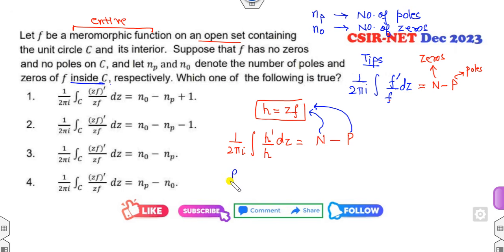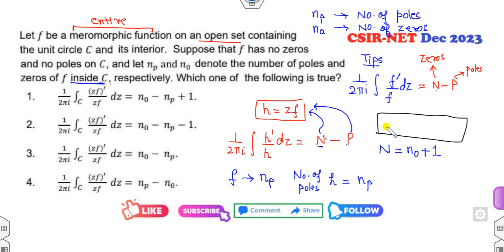Now, what is the number of the poles of the f and p? Since it's multiplied by z, what is the number of the poles of the h? It is the same. And what is the number of the zeros? Because it's multiplied by z, initially it has n0 and one more zero because of the z multiplication. So what is the right answer? I can substitute this value. This number will be n0 plus 1, p is minus 1. So your final answer will be n0 plus 1 minus np.